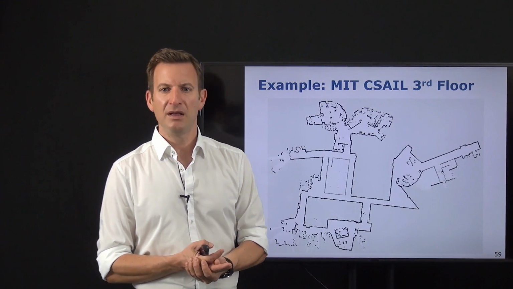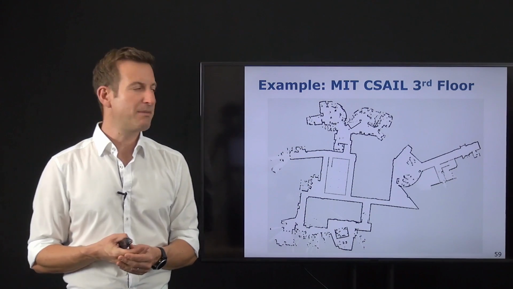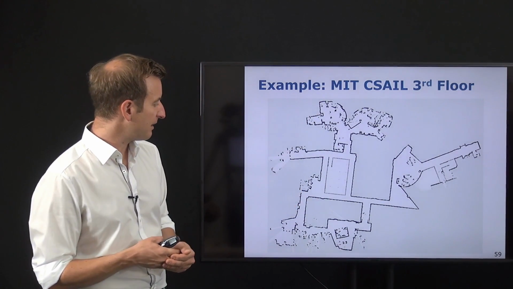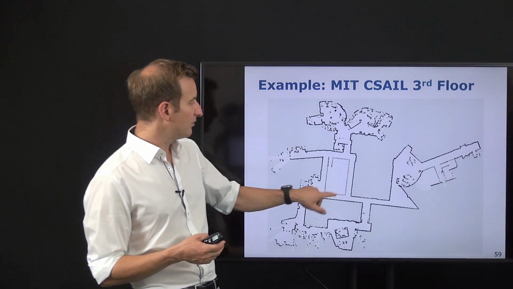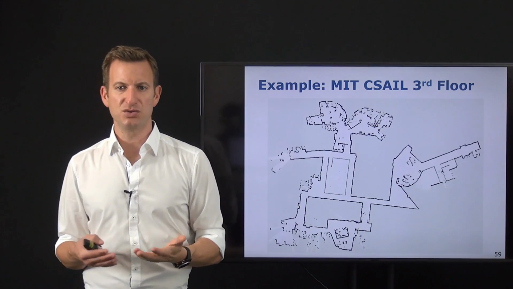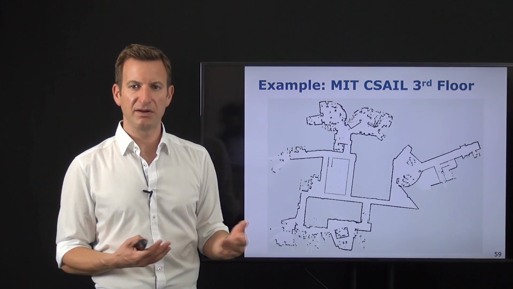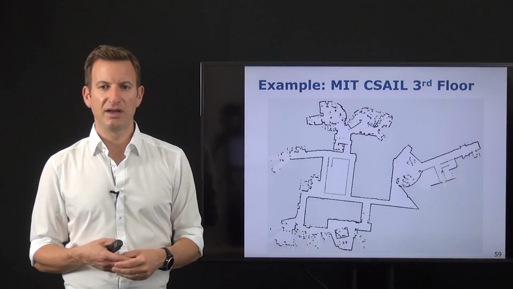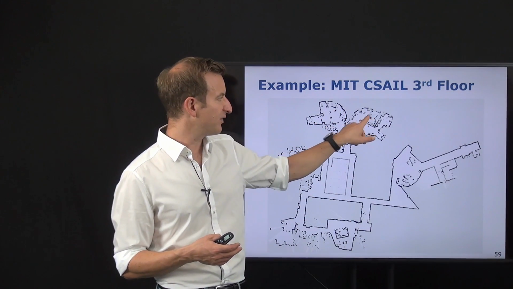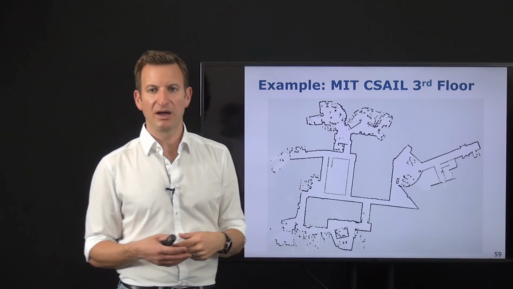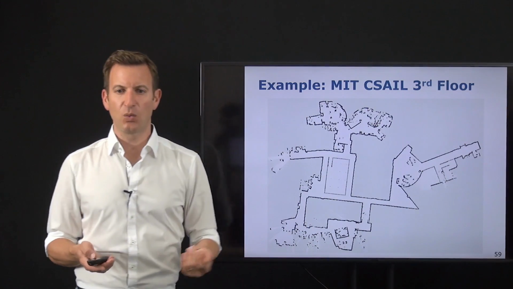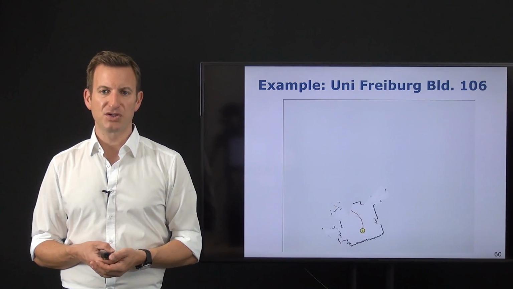This is an example of an occupancy grid map built with a laser scanner from a larger indoor environment. This is the CSAIL building at MIT, where we were driving around with the robot, recording laser range information in 2D and then building a map of the environment. You can very nicely see occupied and unoccupied space. You can clearly see the walls. You can see some areas where desks were standing, where it's a bit more cluttered. But overall, you can see the building structure quite nicely.